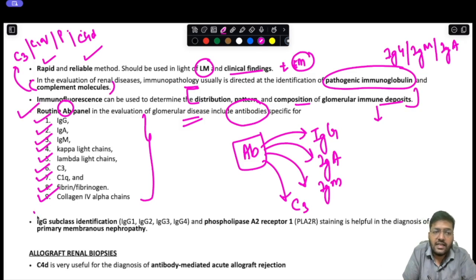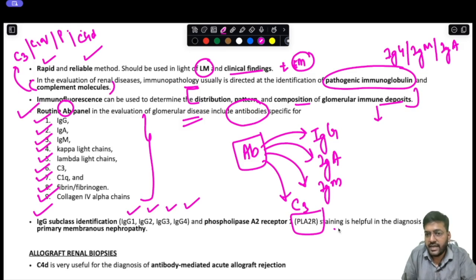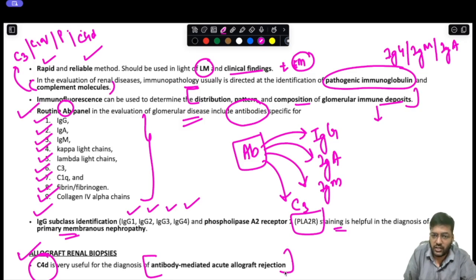Now IgG subclass identification like IgG1, G2, G3, G4, as well as PLA2R staining, is helpful in the diagnosis of primary membranous nephropathy. Okay. Now in case of allograft renal biopsies, if you want to diagnose any kind of rejection in renal transplants, C4d is very useful in the diagnosis of antibody mediated acute allograft rejection. Okay, this is the important role of C4d.